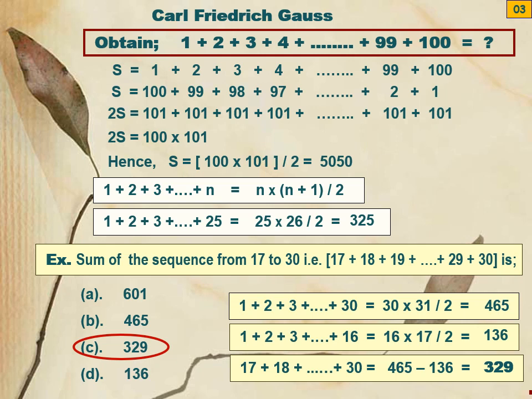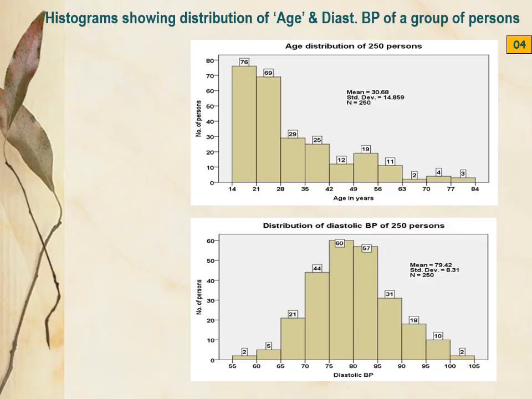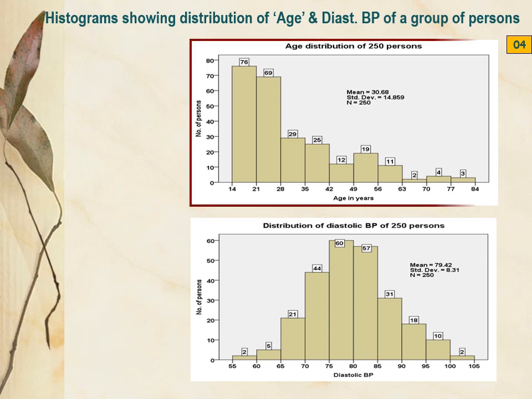Now let us come to the normal. What is the normal distribution? We were just discussing the person who developed the normal distribution. Now the normal distribution. Slide number 4. We have explained the histogram when we were discussing the graphical presentation of data. That is, a histogram displays the distribution pattern of a continuous variable. Here we have taken two types of histograms.